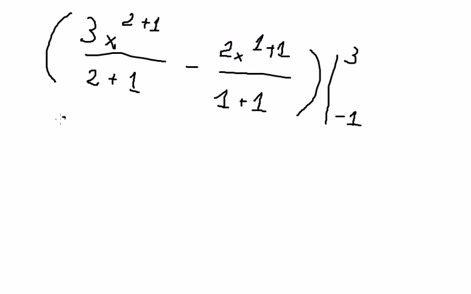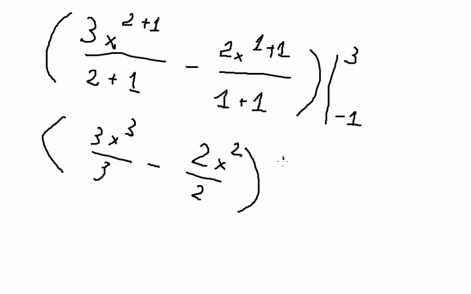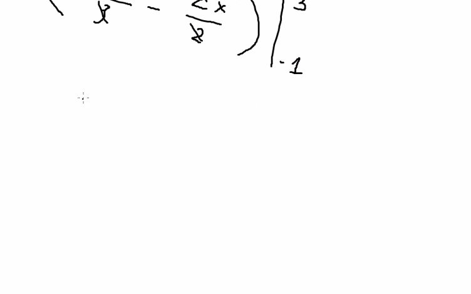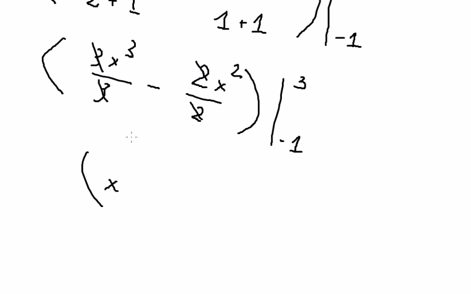This one you got about 3x to the power of 3 over 3 minus 2x to the power of 2 over 2, and we put the bounds in here. So we have number 3 we cancel, number 2 we cancel, so we got about x to the power of 3 minus x squared, and we put the bounds in here.